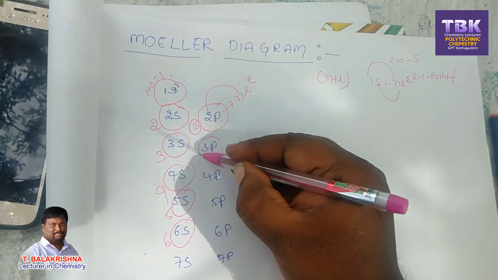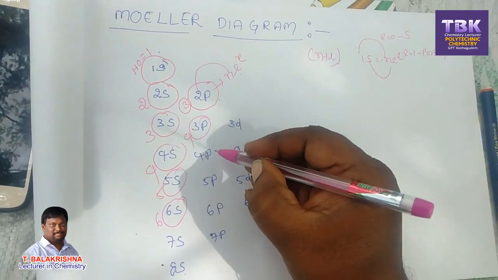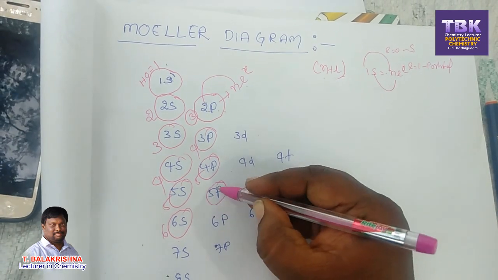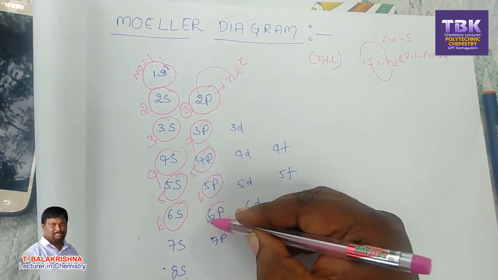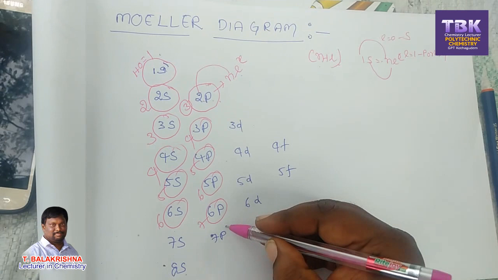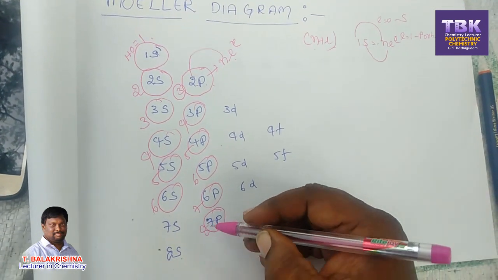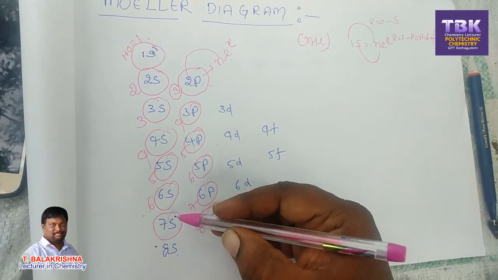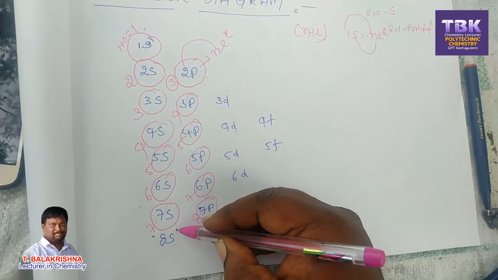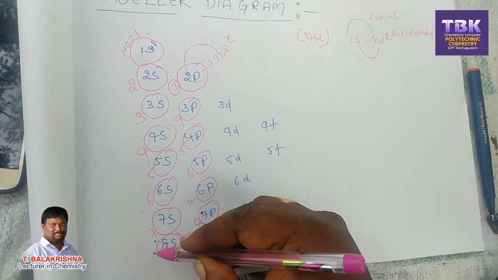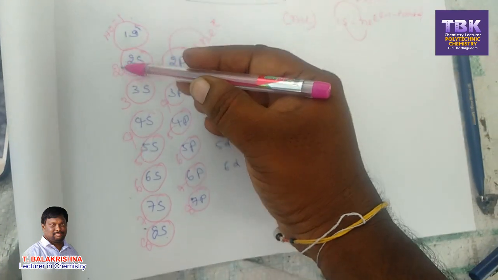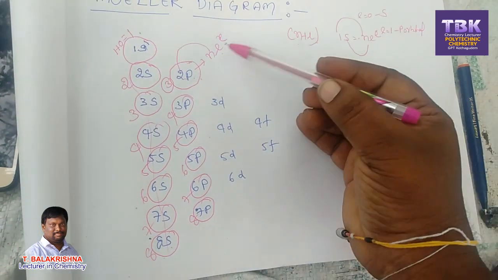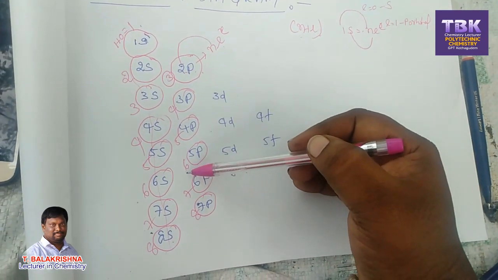So 3 plus 1, 4. 4 plus 1, 5. 5 plus 1, 6. 6 plus 1, 7. 7 plus 1, 8. Oh, sorry, I forgot to write. 7 plus, what is the L value? 0. The s value is 0. So 8 plus 0, 8. These are the N plus L values. Okay, right.